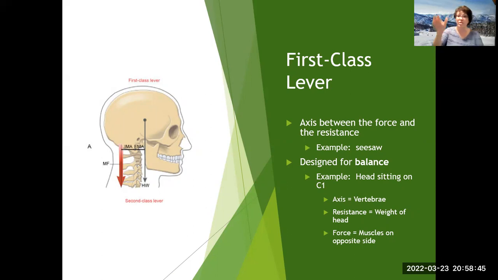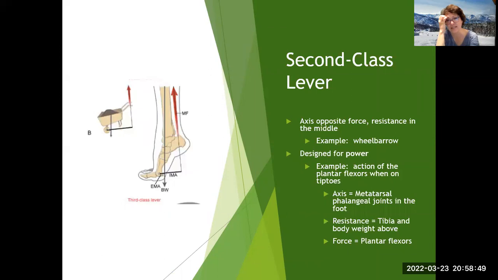So they're interchangeable in the case of a first class lever. The second class lever, the axis is opposite the force and the resistance is in the middle. So the wheelbarrow is the example. And it's designed for power. So that's our brachioradialis, designed for power, not for distance of movement.